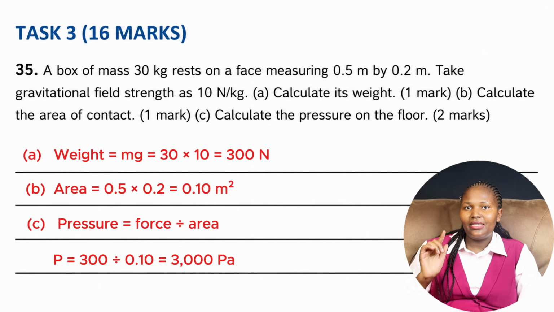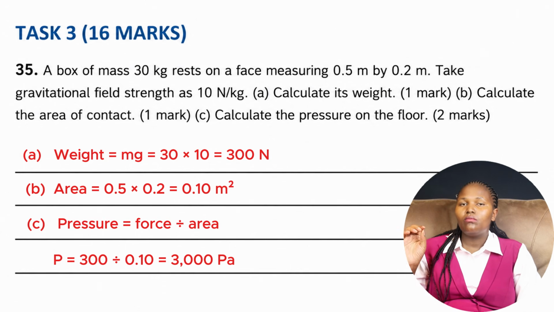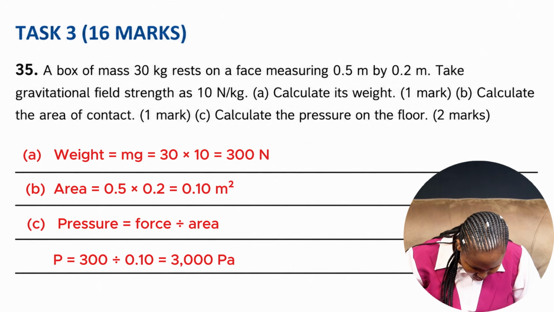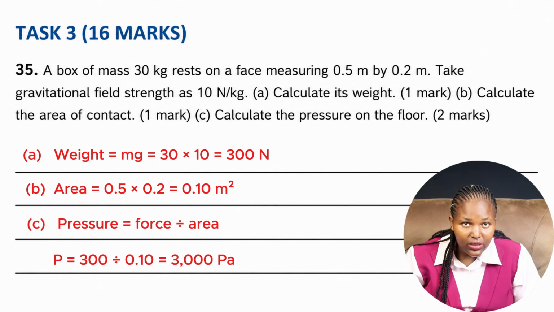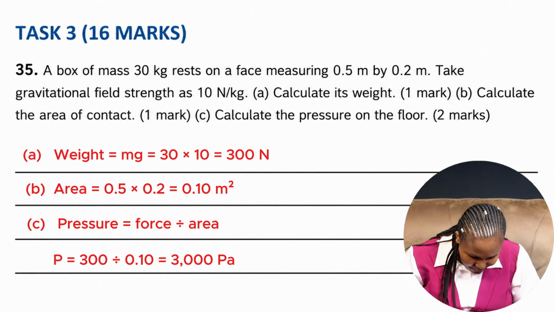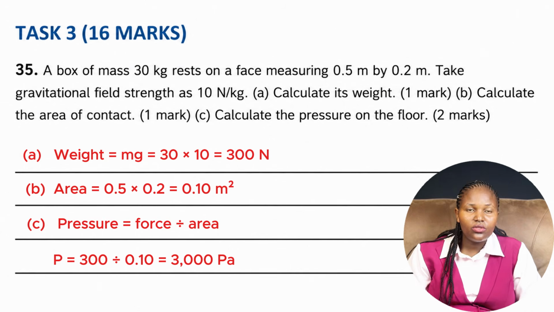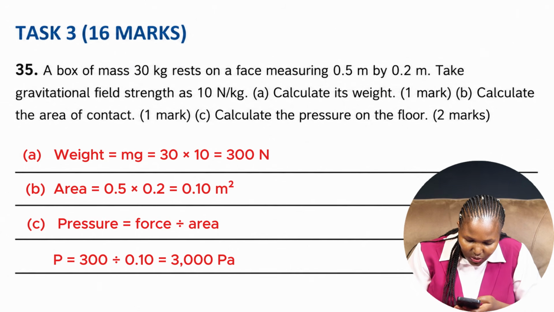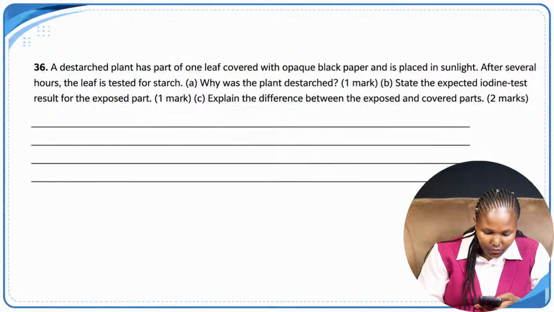So we take 300 N, divide by 0.10, we get 3000 Pa. So that is the correct answer for C, because for C we are calculating the pressure. And with those 3 calculations, you should get all the points there. You should get all the 4 marks there. Then we go to the next question, question number 36.